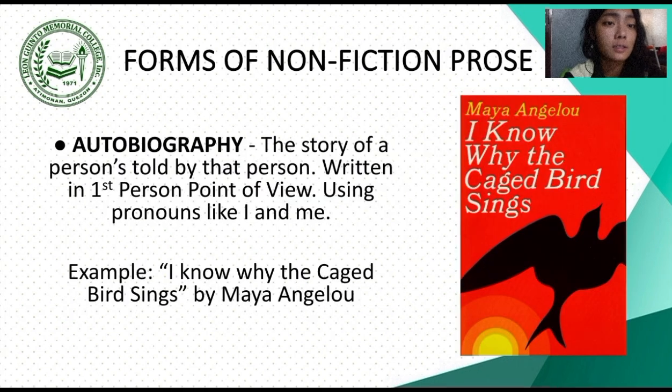Next is the autobiography, the story of a person told by that person, written in first person point of view using pronouns like I and me. So this is when a person tells their own life story. They're looking back at everything that happened to them from their own feelings and memories and sharing their personal journey and what they learned along the way, all in their very own words. An example of an autobiography is I Know Why the Caged Bird Sings by Maya Angelou. It is an autobiography describing the early years of American writer Maya Angelou.